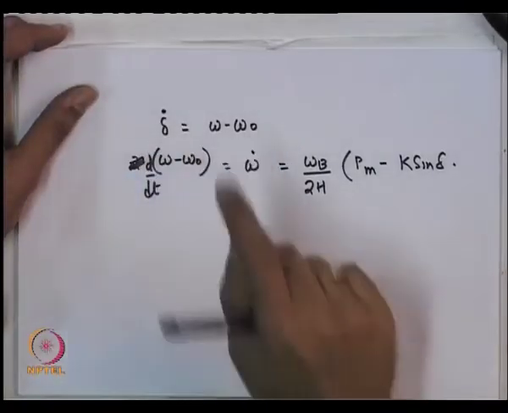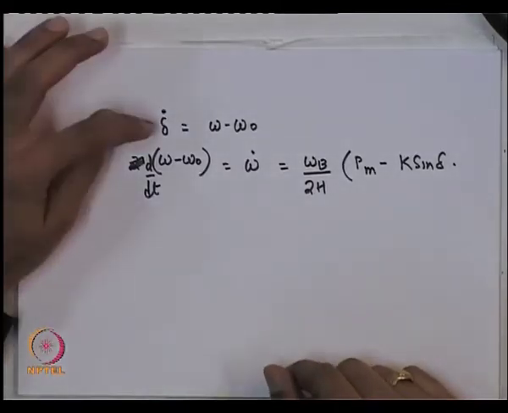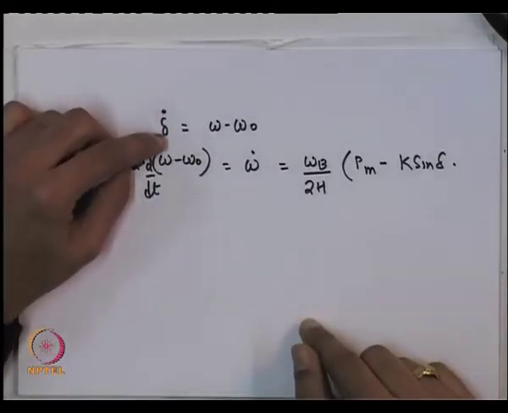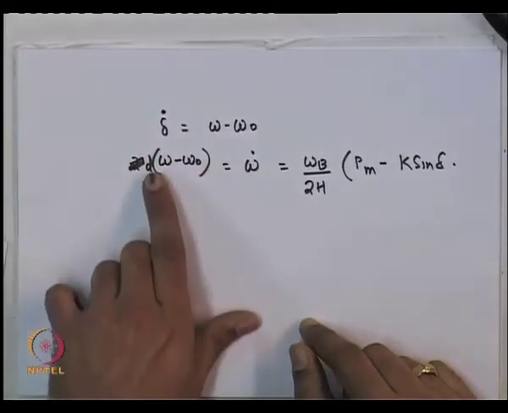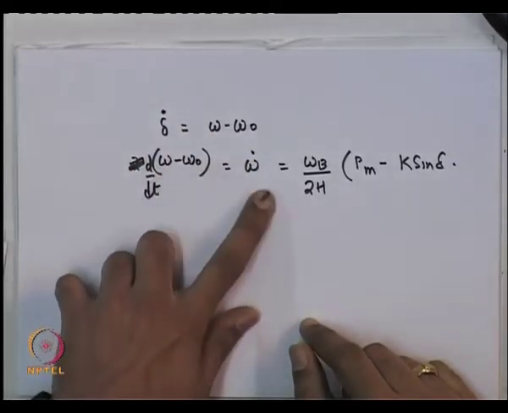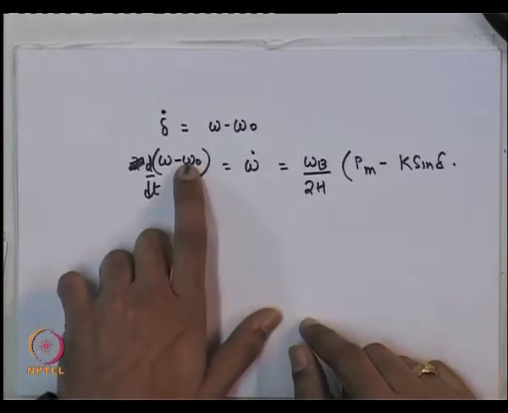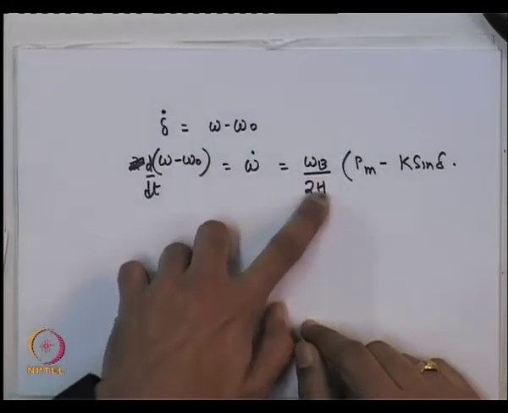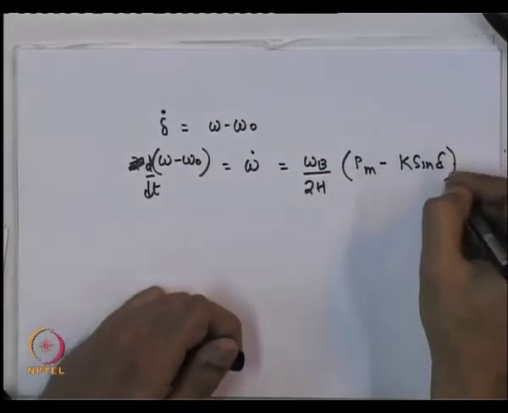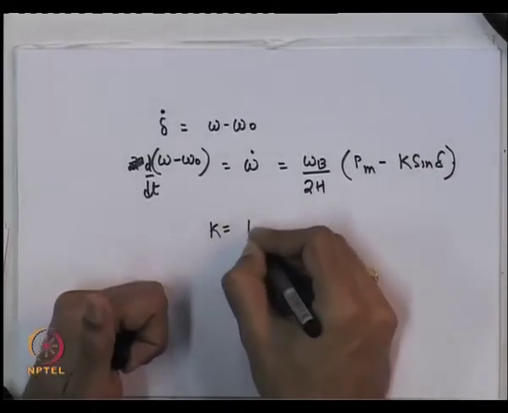What I will do now is try to simulate one of the systems which we have simulated before, and try to understand it qualitatively: the swing equations of a power system. The swing equations of a single machine infinite bus system are delta dot is equal to omega minus omega naught, and the derivative of omega minus omega naught, which is nothing but omega dot itself, because omega naught is a constant, the frequency of the infinite bus, is equal to omega b by 2h times p m minus k sin delta. K we assume to be a constant.